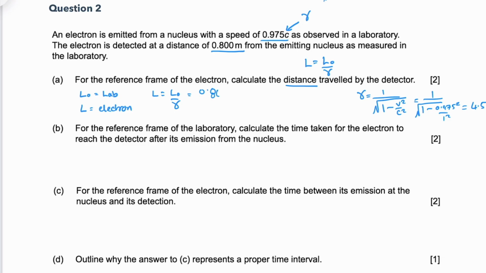This is 0.800 divided by 4.5, which gives us a length of 0.1778 meters. Let's have a look at the number of significant figures. The data is given to 3 significant figures, so our answer should be given to 3 significant figures. So our answer here is the distance travelled by the detector is 0.178 meters.